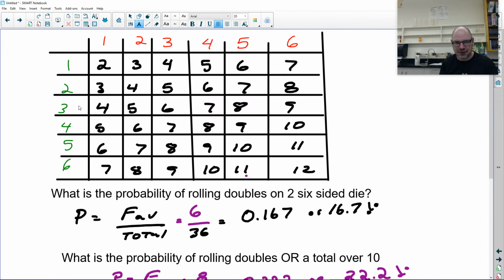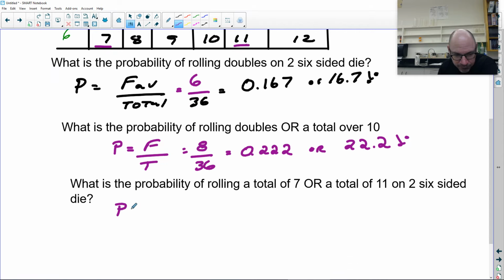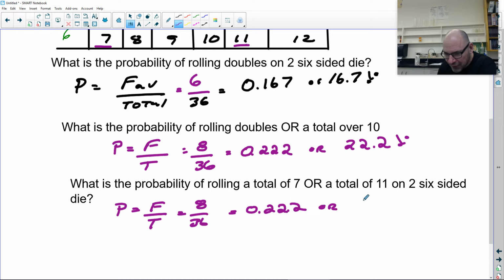Okay, so if we're doing that, a total of 7 or an 11, we have to underline our 7s and 11s. So our 7 is 1, 2, 3, 4, 5, 6, 7, 8. So we're going to get 8 out of 36 again. Eight out of 36, which we already did the decimals for. So we know that's 22.2%.